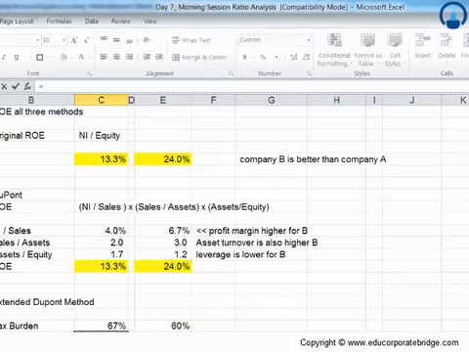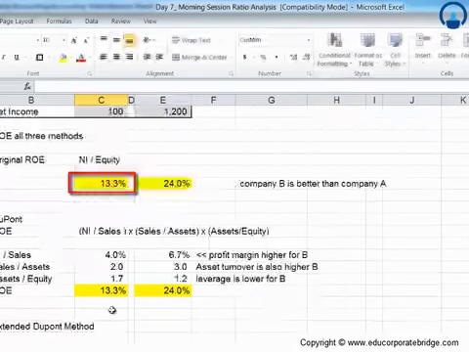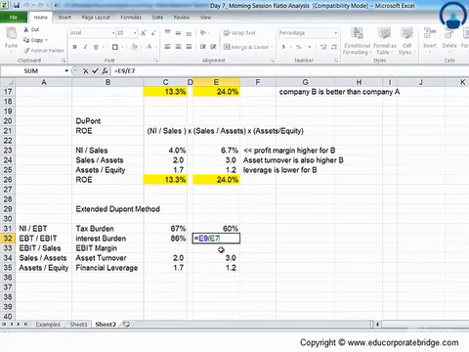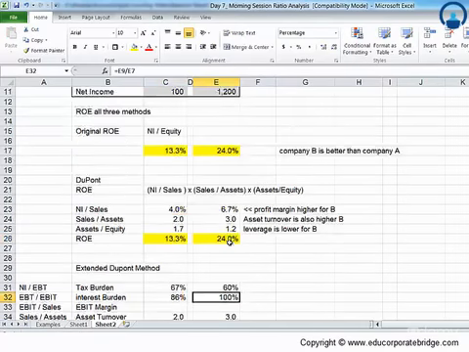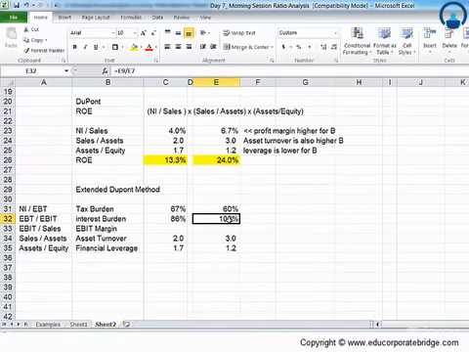What about the interest burden? This is defined as EBT, that is 150, divided by 175. Expressed in percentage, this comes out to be 86% for company A and 100% for company B. Please note why this is 100% for company B: because there is zero interest expense in the case of company B. That's why the interest burden comes out to be 100%.